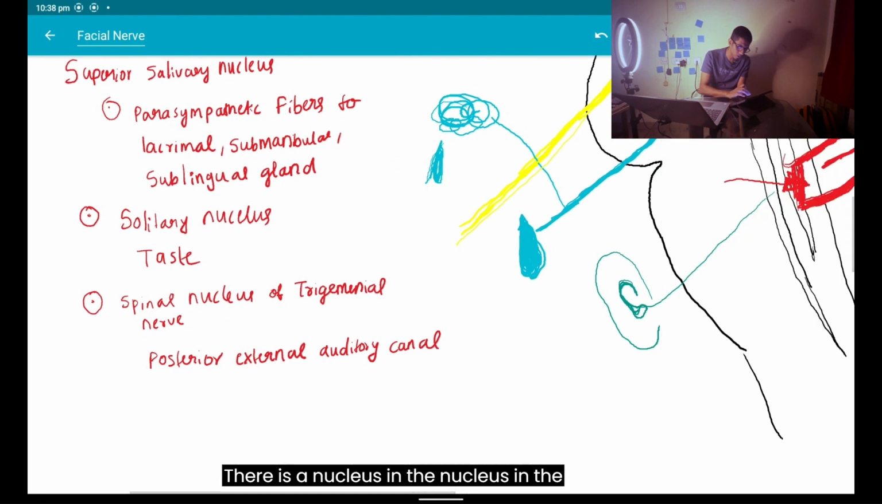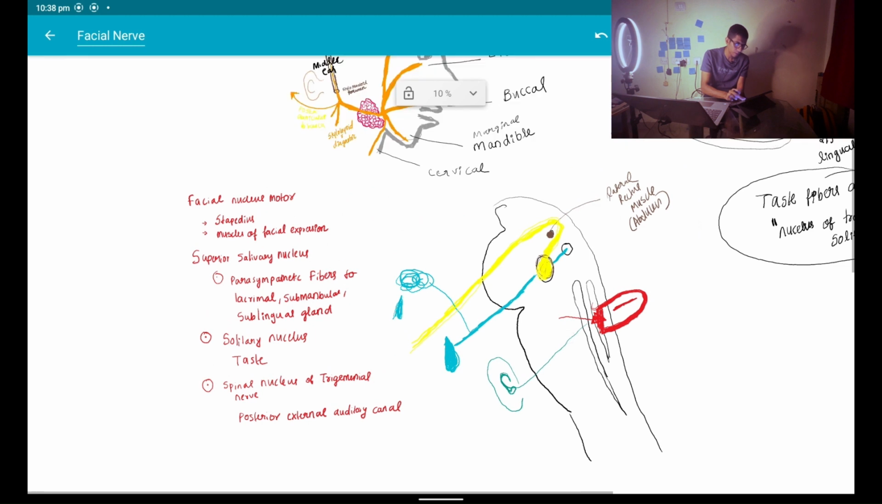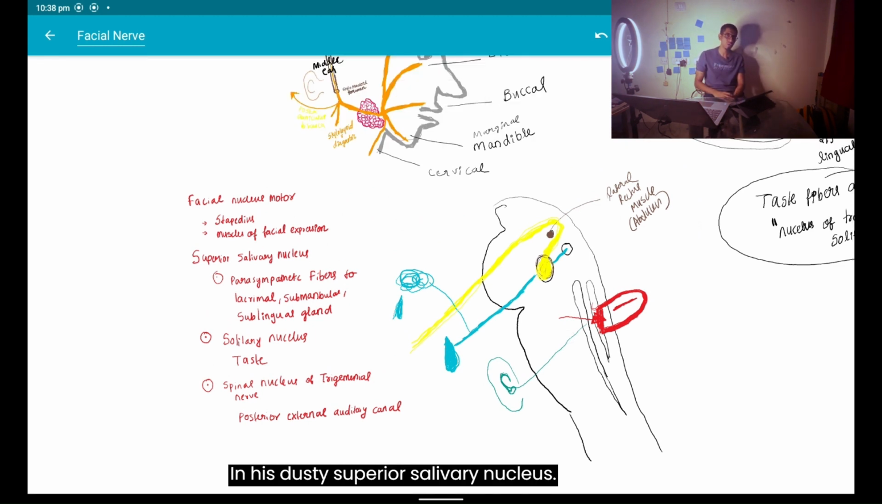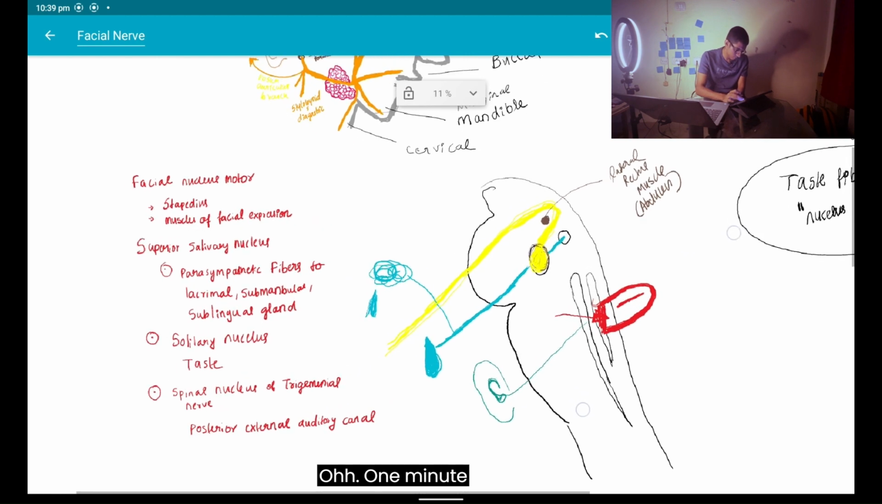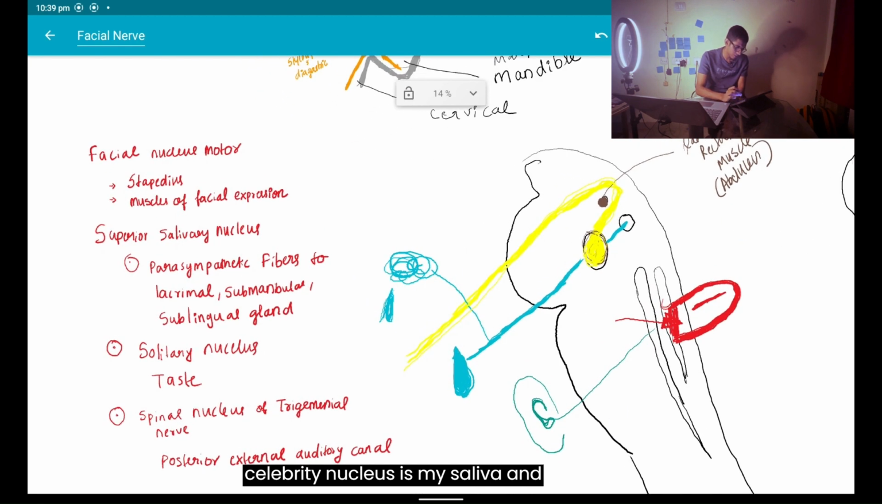There is a nucleus in the pons. Next is the superior salivary nucleus. Superior salivary nucleus is which one? So saliva is related to what? My tongue. The salivary nucleus is for my saliva and my lacrimal secretion. We call it salivary lacrimal, we can call it a salivary lacrimal nucleus also.